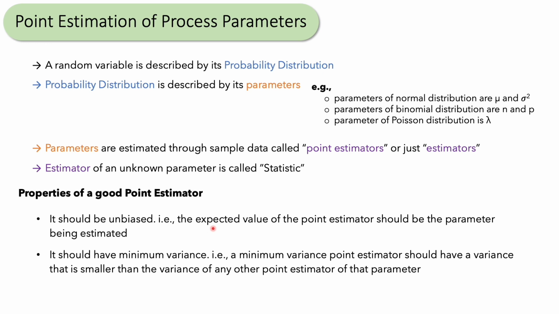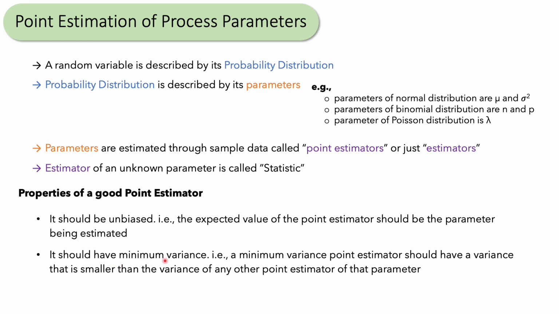So the expected value of the point estimator should be the parameter being estimated. Mean of the sample is an unbiased point estimator for the mean of the probability distribution, and variance of the sample is the unbiased point estimator for the variance of the probability distribution. So this is one thing. And the second property of a good point estimator is that it should have minimum variance.